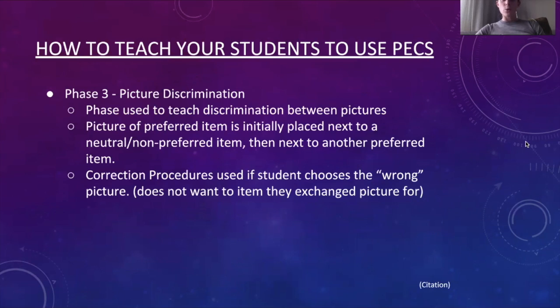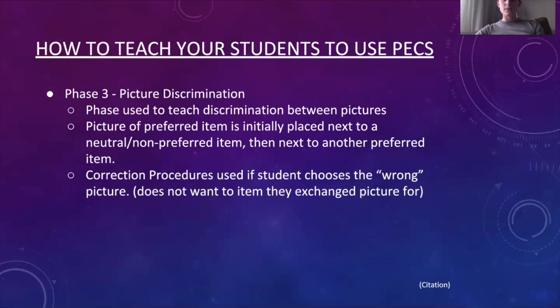Next, in phase 3, you're working on picture discrimination. So in this phase, you're teaching discrimination between the pictures. This is when what is on the picture starts to matter. If the picture shows bubbles and they hand a picture of bubbles to you, you'll deliver bubbles. If there's a picture of bubbles and a picture of a pen cap and they hand you the pen cap, they will receive the pen cap.